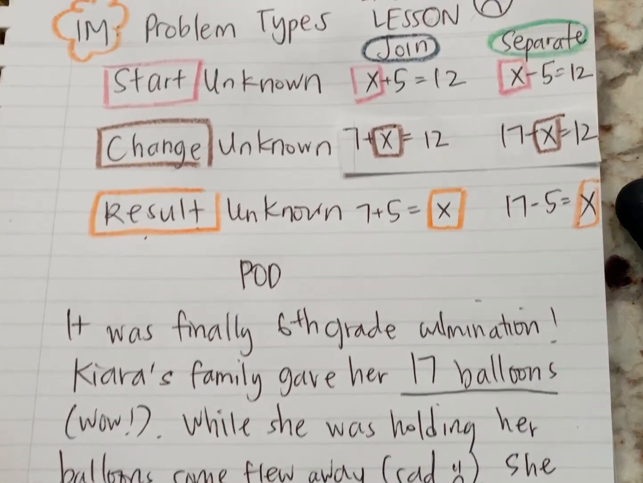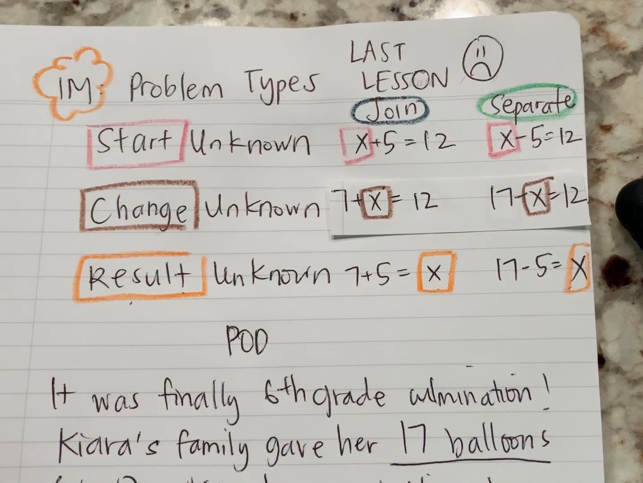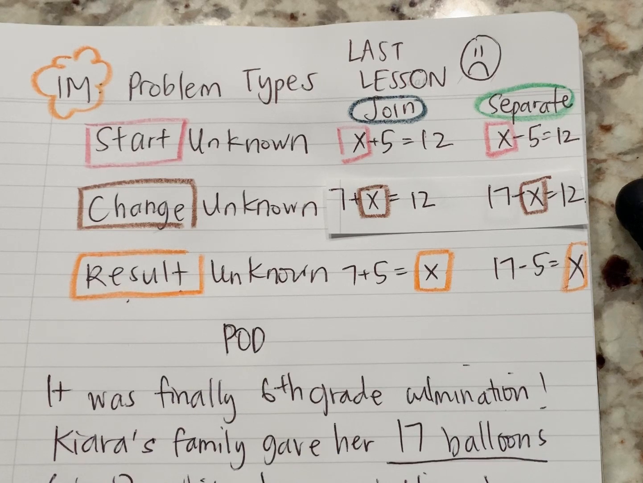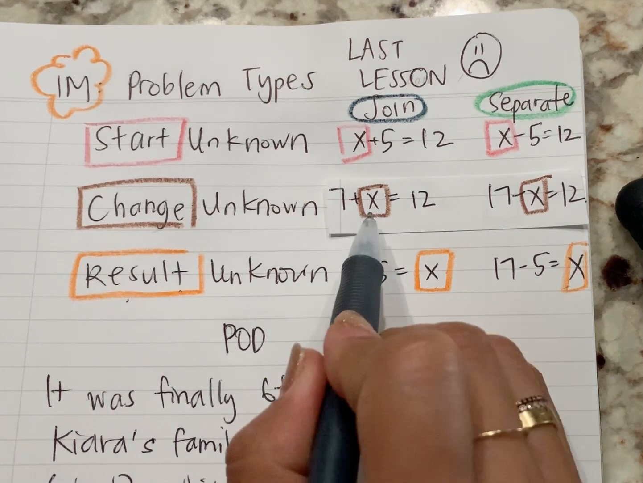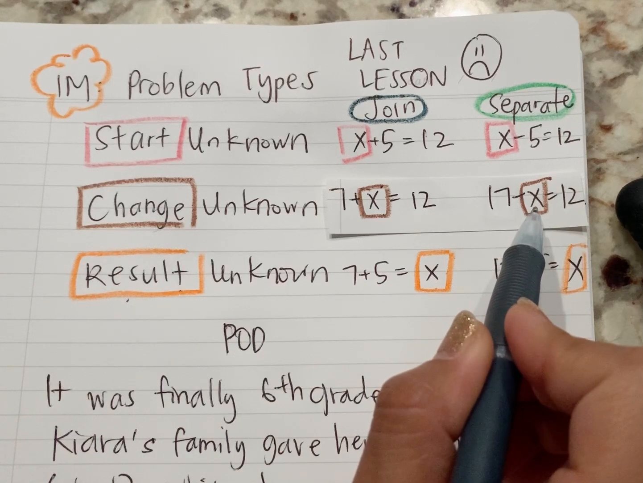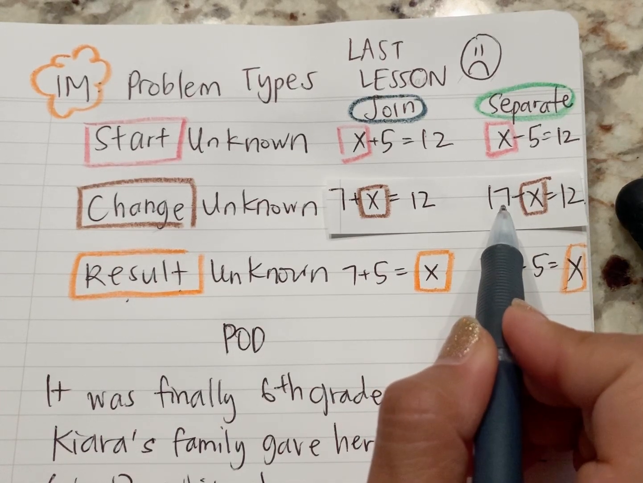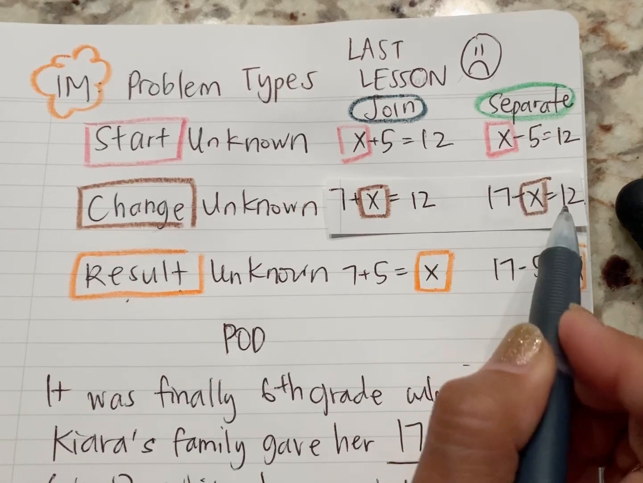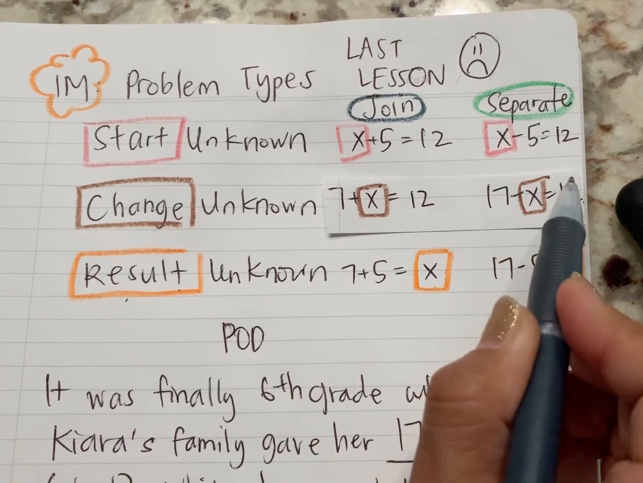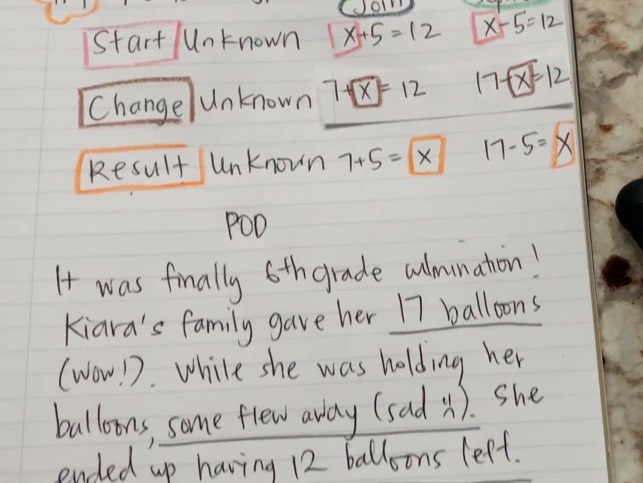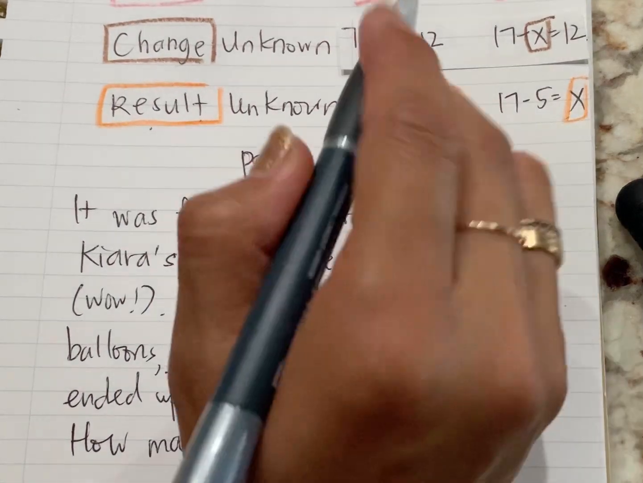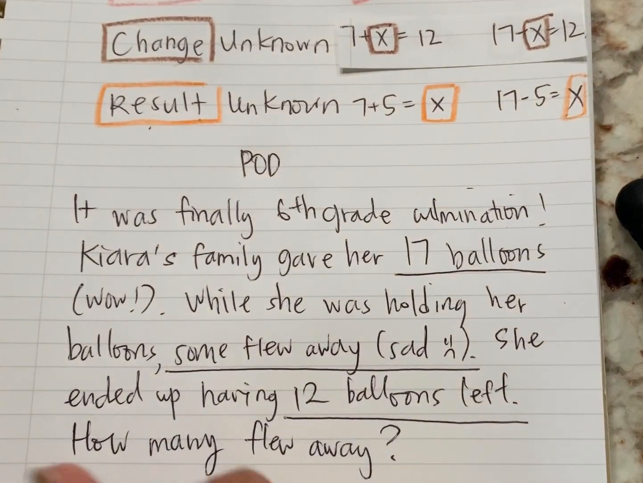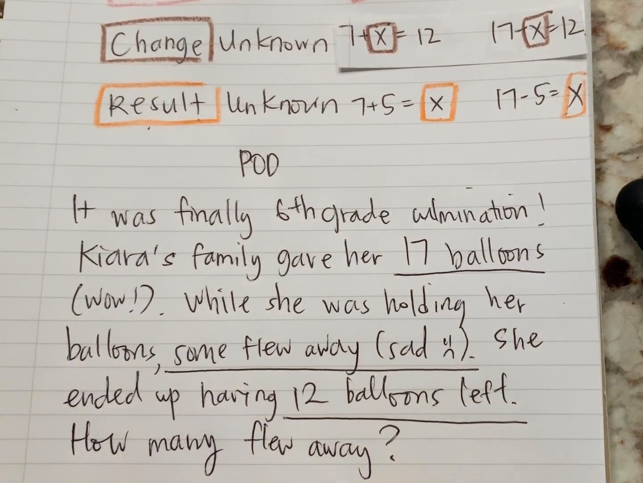So according to our problem types, we know what she started with. We know how many she had left at the end, but we do not know, right, how many flew away, right? So she had 17 balloons. Some flew away. We don't know the amount. And now she has 12 balloons left. So this problem is going to reflect that same equation that we have here for change, a separate change unknown. 17 minus x is equal to 12.